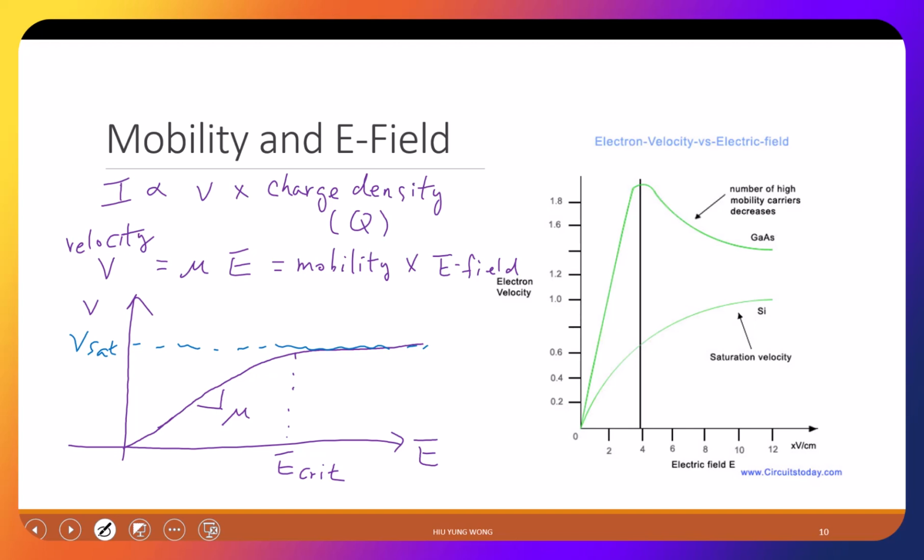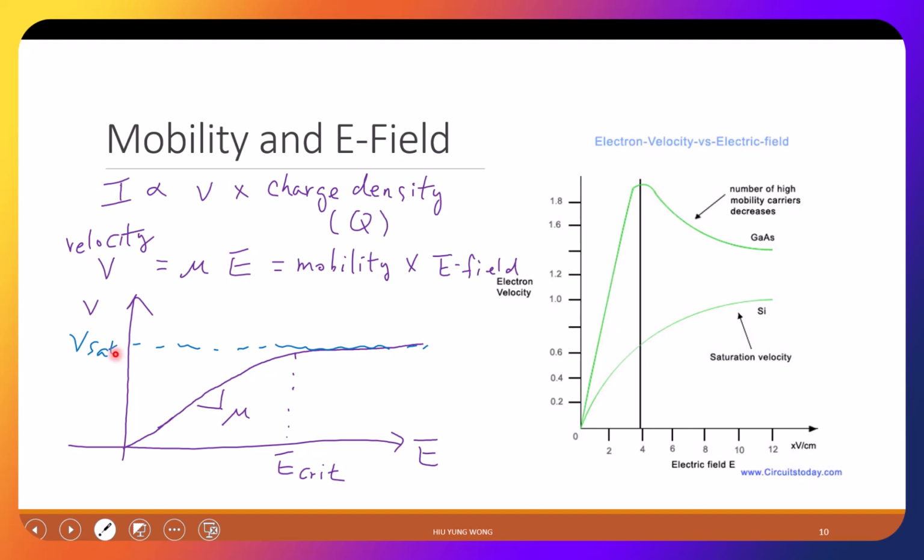Is that okay? That's all I want to say. You increase the electric field, your electron moves faster. Even higher electric field, move even faster. But eventually, it will just saturate at a certain velocity.